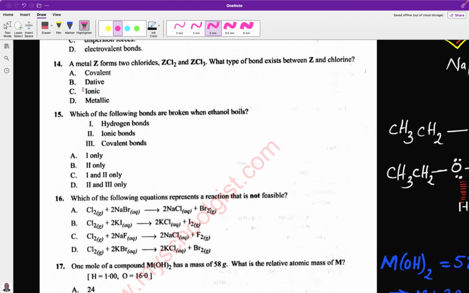Question number 14. A metal Z forms two chlorides, ZCl2 and ZCl3. What type of bond exists between Z and chlorine? The type of bond that is existing between a metal Z and chlorine. If it can form ZCl2 and ZCl3, what type of bond is existing between these? Now we can say, is it a covalent bond?